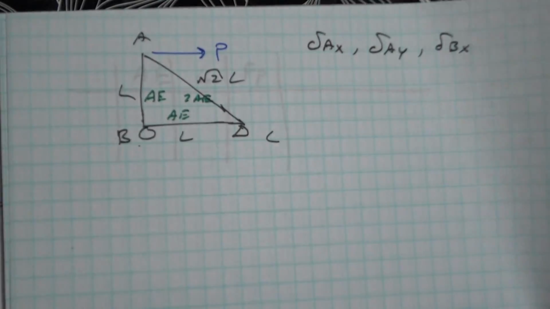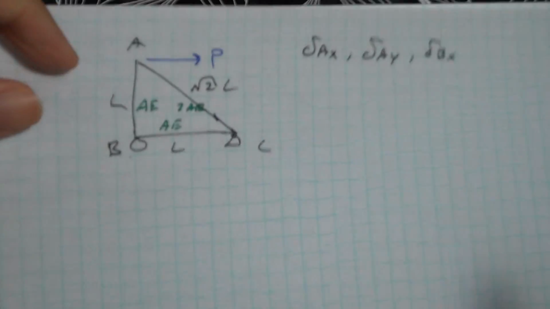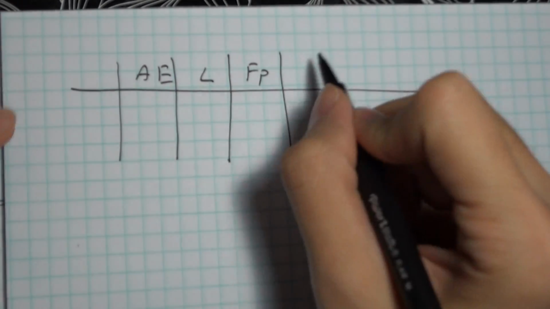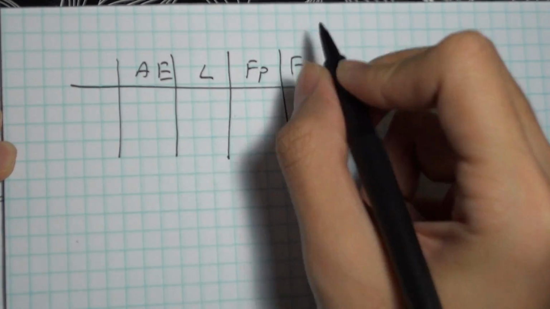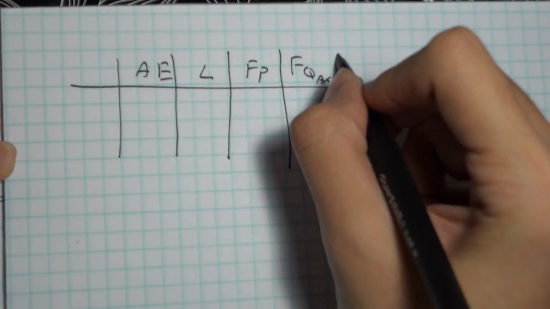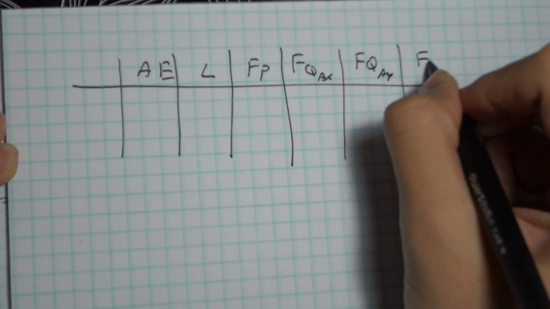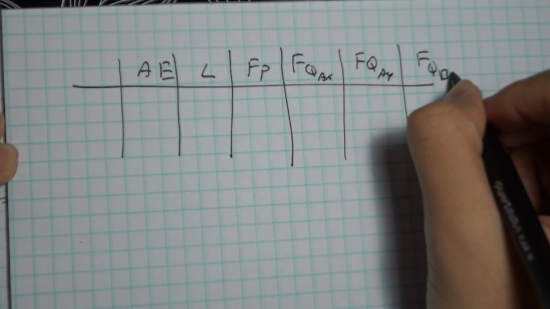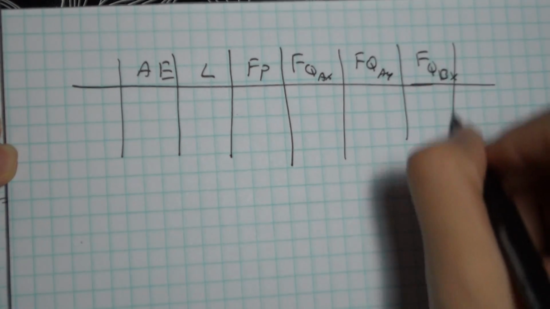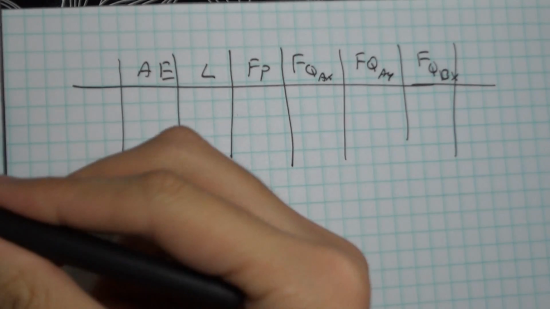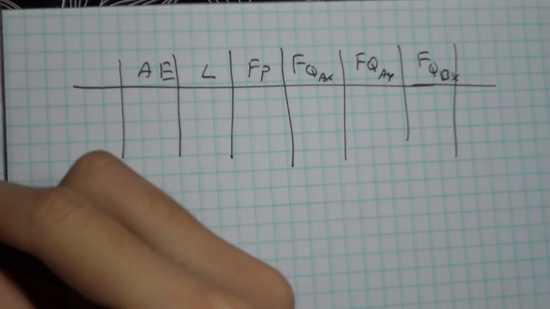So now we come back to our table, and I need 1 column for each of these deflections. So I'm going to call this FQ AX, FQ AY, and FQ BX.